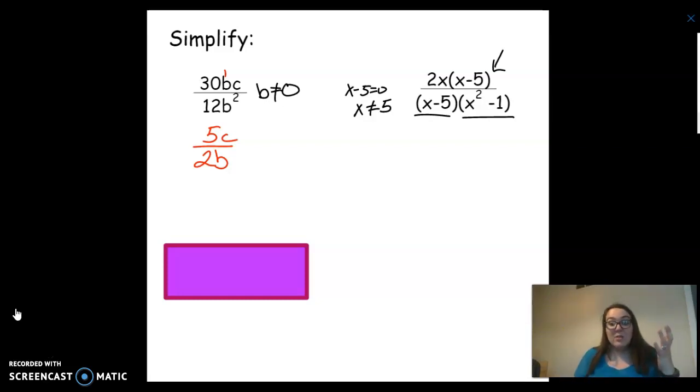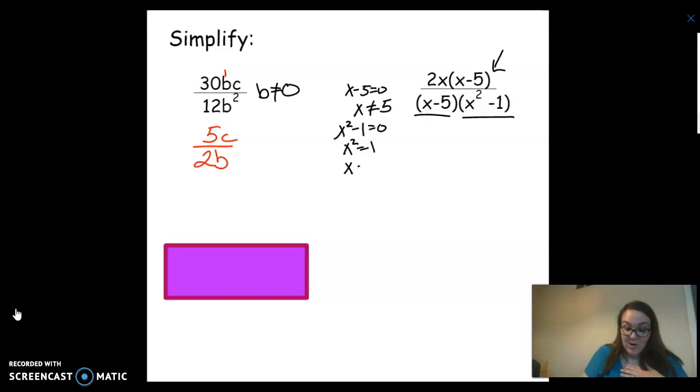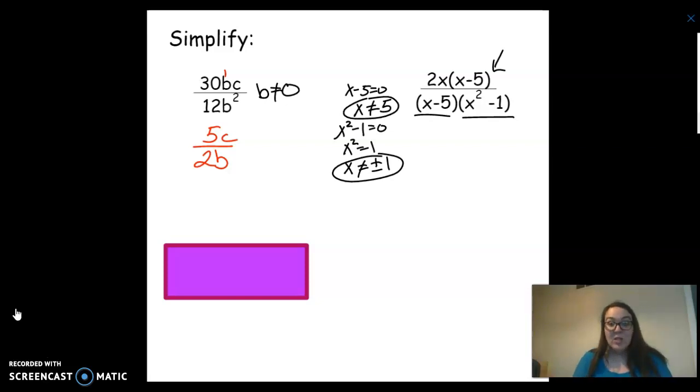Then I'm going to take the term on the right, that x squared minus 1. What's going to make the x squared minus 1 equal 0? Well, if I add the 1 over, x squared equals 1. I put the square root in, so positive and negative 1. So these are the values that x cannot equal in this question.